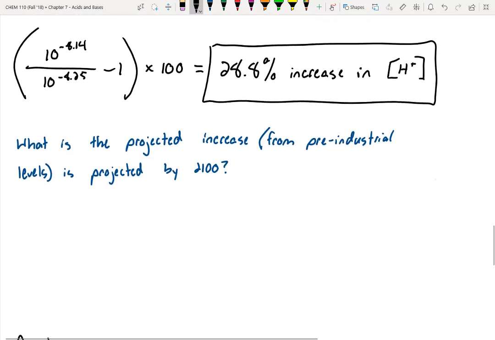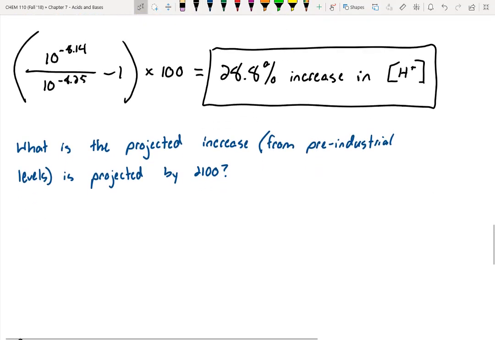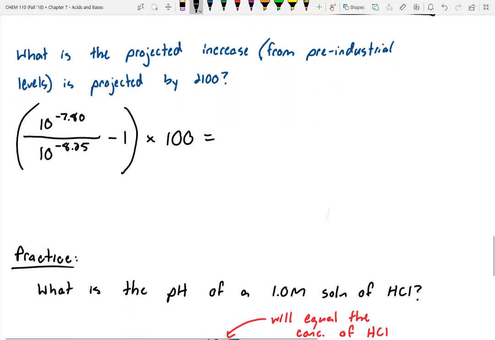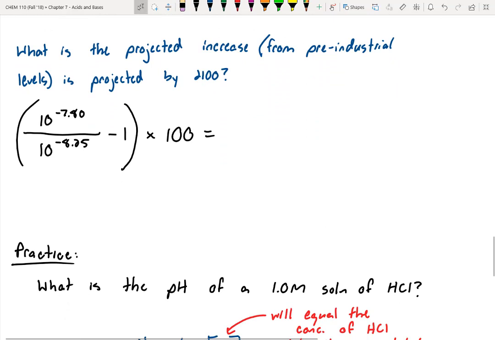All right, let's do the next one though. What is the projected increase from pre-industrial levels to the year 2100? So basically in a 100-year span. So our projected pH is supposed to be 7.80, so we'll do 10 to the negative 7.80. That's our projected concentration. And we'll divide that by the pre-industrial level concentration, which was 10 to the negative 8.25, minus 1, times 100. Let's figure out what the projected increase is from pre-industrial levels to the end of this century.